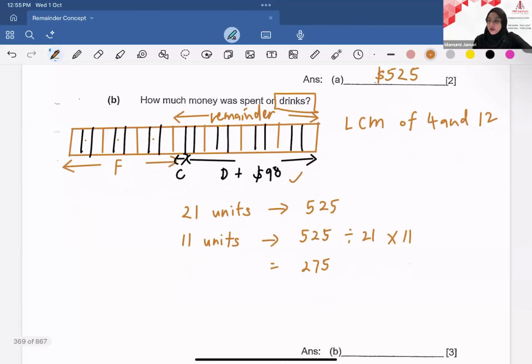Hence, how much was spent on drinks? $275 minus $98, and we get $177.